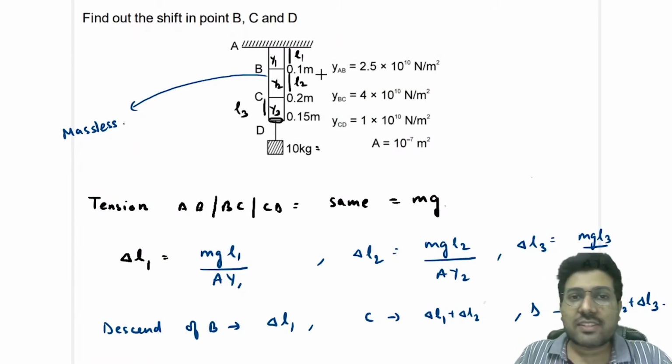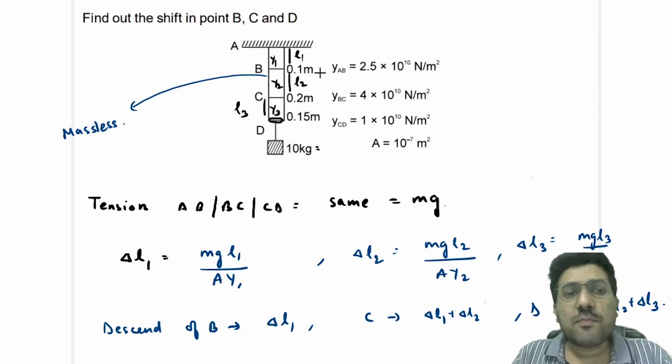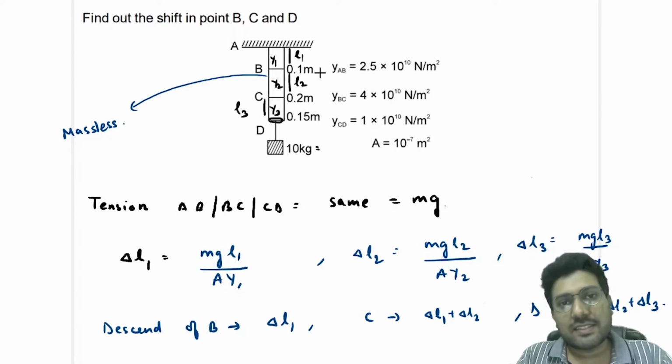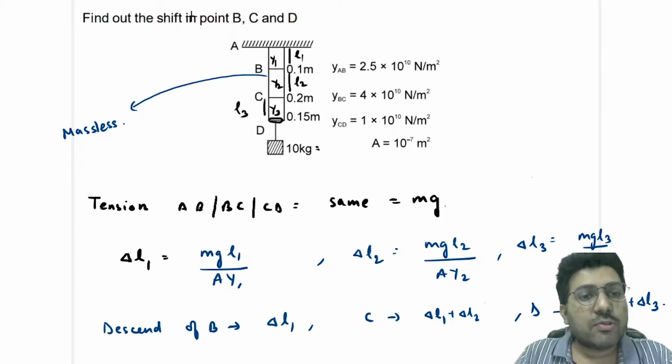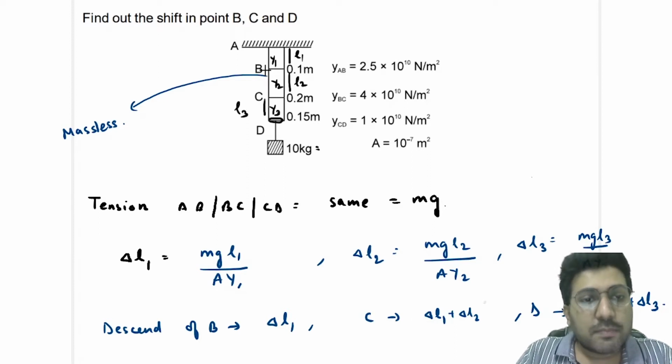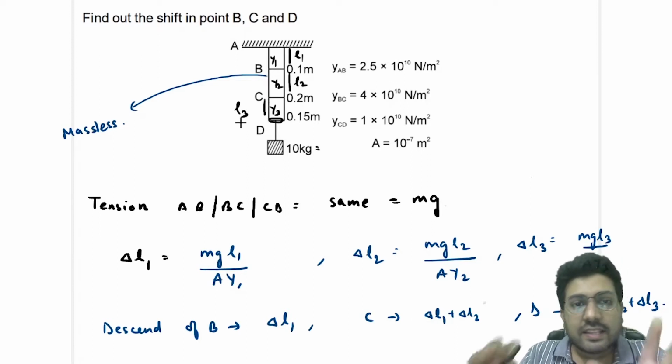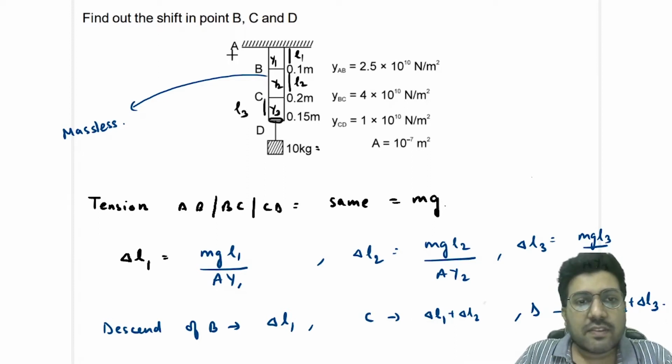In today's lecture, we will be discussing some problems related to elasticity. So let's start with today's class with this first question, that is, find out the shift in position B, C and D in this diagram. Okay, they have given you the Young's modulus of the AB part.